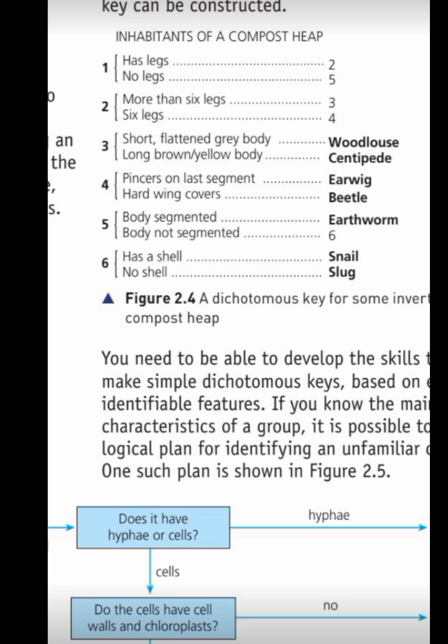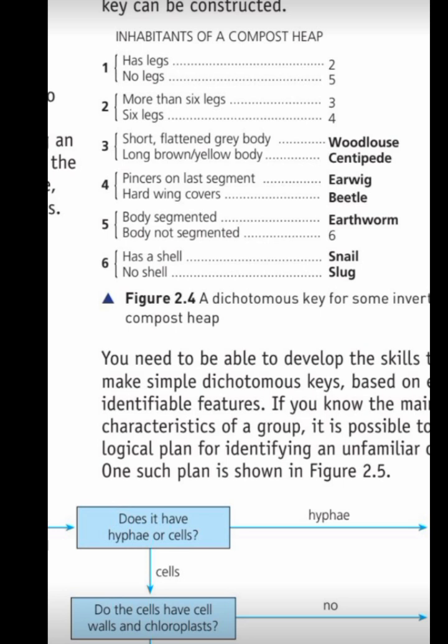Now, if it has legs, the question arises: more than 6 legs or 6 legs? If it has more than 6 legs, we move to step 3, and if it has 6 legs, then move to step 4. Now moving toward step 3, that is, it has legs and its legs are more than 6.